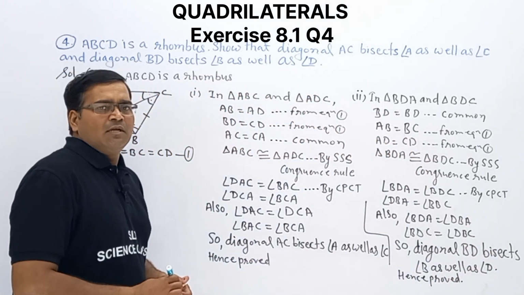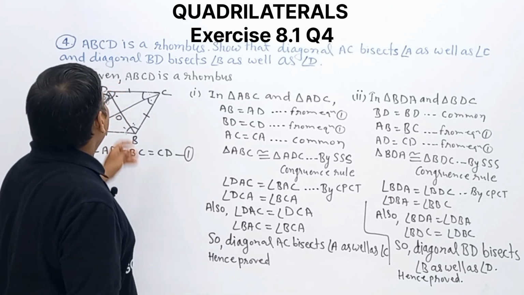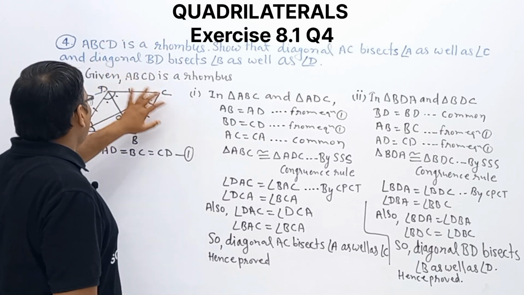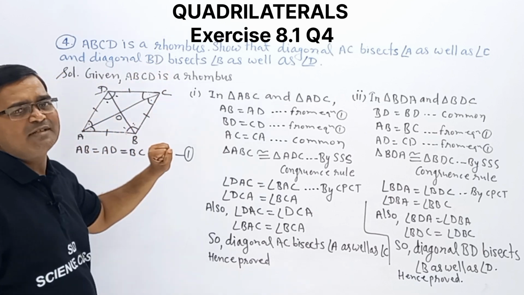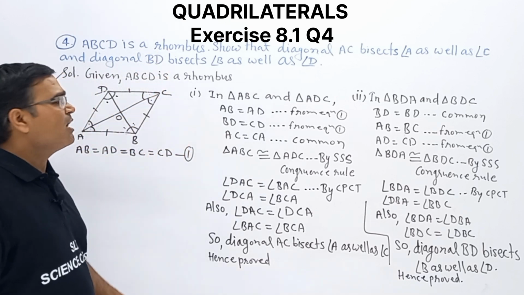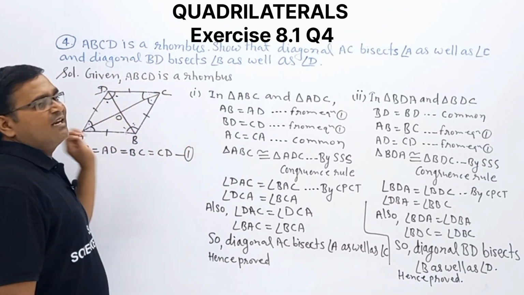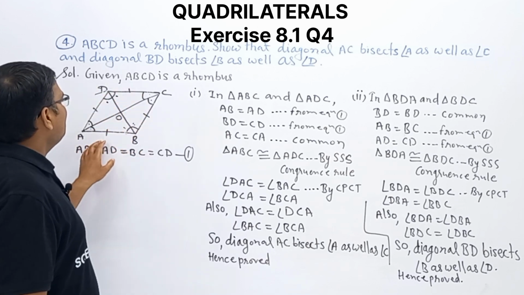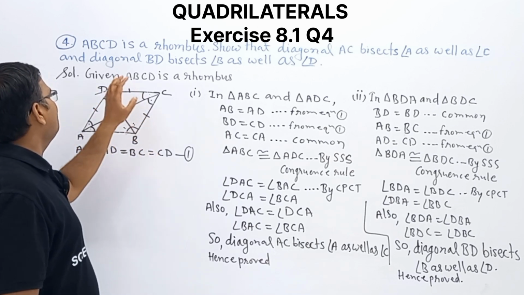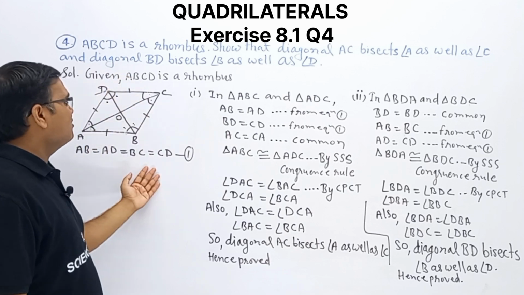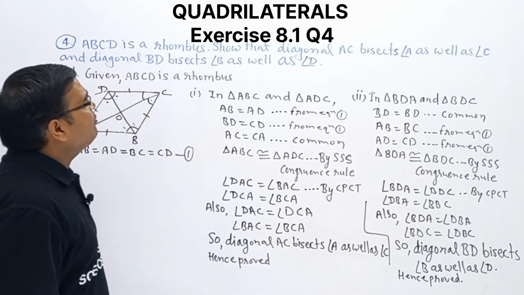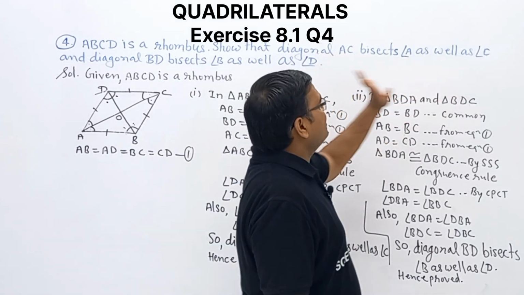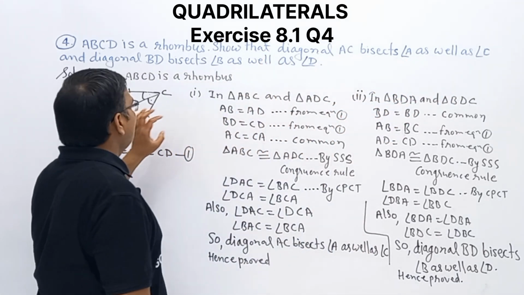Observe again, simple question. What we are having, ABCD is a rhombus. And what about the rhombus? Rhombus is a parallelogram in which all sides are equal. ABCD is a rhombus, so we can say AB equal to AD equal to BC equal to CD. All sides are equal, and putting equation number 1. Now we want to show two things. Diagonal AC bisects angle A as well as angle C. So first one I am taking this one.